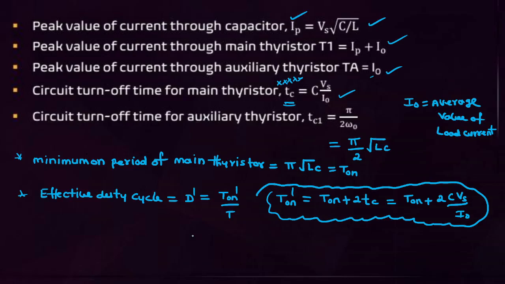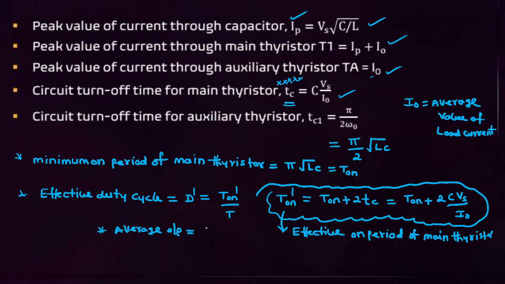Generally, from the choppers point of view, these formulas are important. In the discussion of the choppers I will give this formula also. Once you know the effective duty cycle, this T on dash is the effective on period of the main thyristor. If they ask for the effective on period, that you have to calculate. Once you know this, what is the average output voltage? The average output voltage is equal to D dash into Vs.